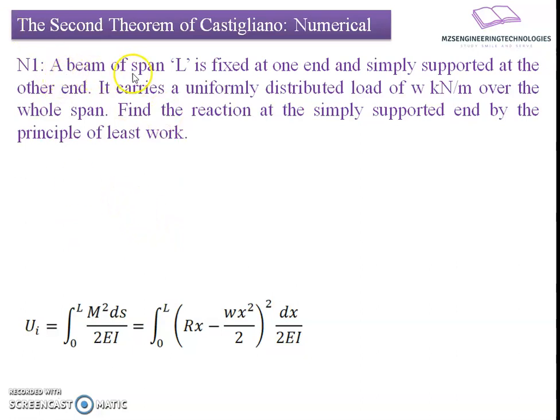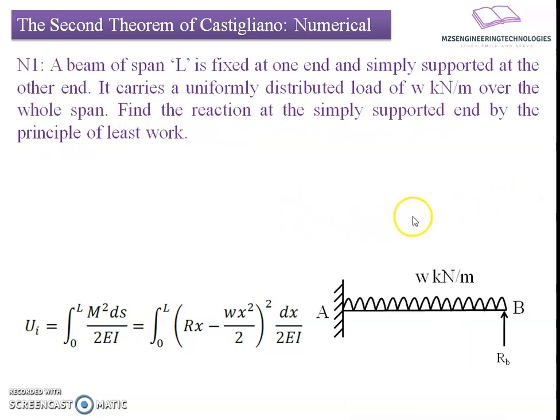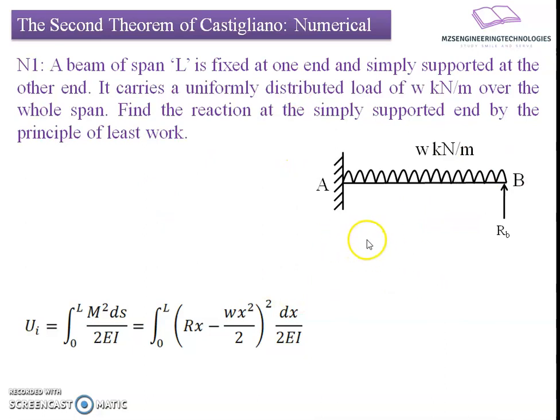Numerical 1. A beam of span L is fixed at one end and simply supported at the other end. It carries a uniformly distributed load of W kN per meter over the whole span. Find the reaction at the simply supported end by the principle of least work. Minimizing the displacement is nothing but the principle of least work. If I sketch it, A is fixed and B is supported by a reactive force; it is a propped cantilever subjected to UDL.